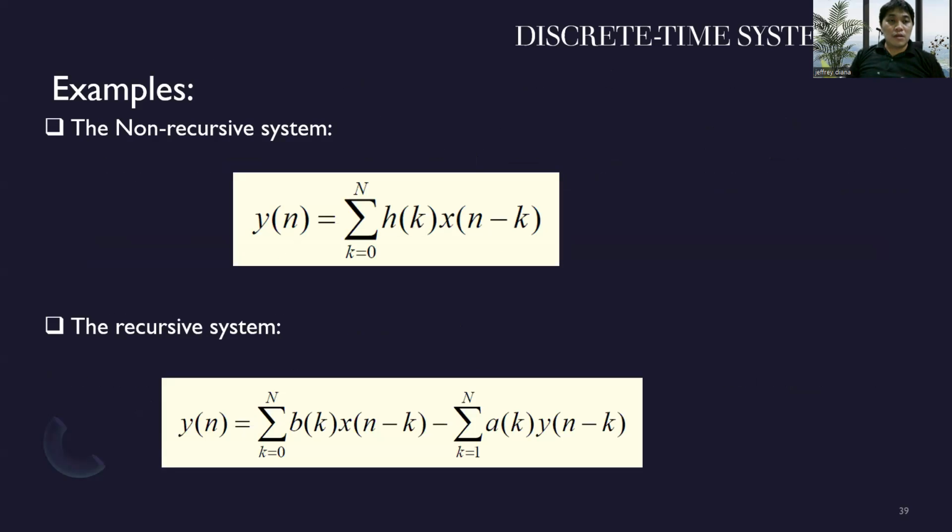For example, the non-recursive system formula is y(n) equals the summation from k equals 0 to N of h(k) multiplied by x(n-k). For the recursive system, y(n) equals the summation from k equals 0 to N of b(k) multiplied by x(n-k), minus the summation from k equals 1 to N of a(k) multiplied by y(n-k).